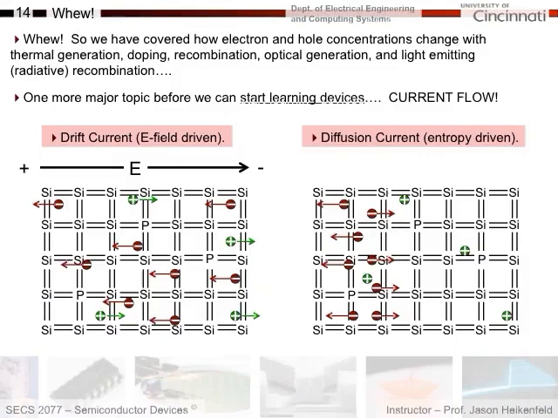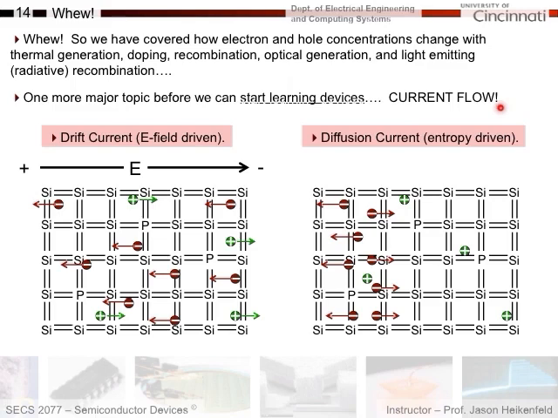Okay, let's move on to part 2 now of this lecture. So at this point you're saying, oof, you covered a lot of material on the last lecture. Well, we did. Now we've covered how electron and hole concentrations change with thermal generation, doping, recombination, optical generation. We even talked about how you can get light emission from a semiconductor. And at this point, to motivate you, I can say we have one more major topic we have to do before we can start learning devices, and that is current flow.